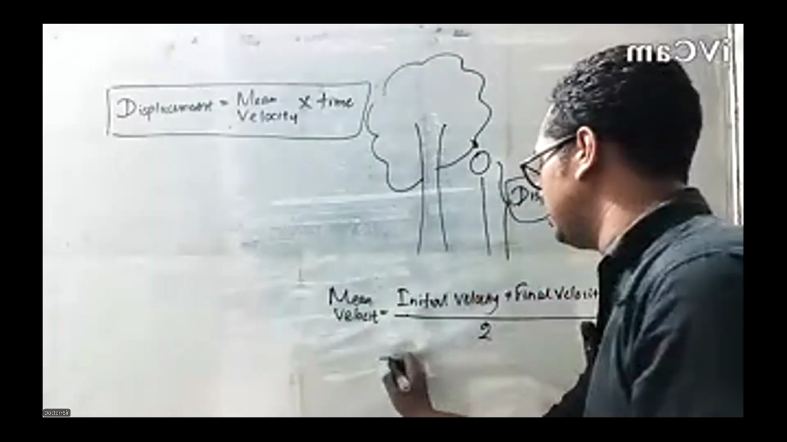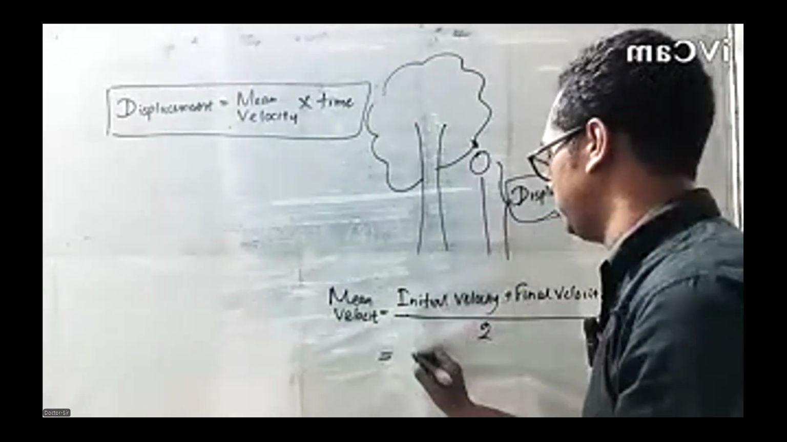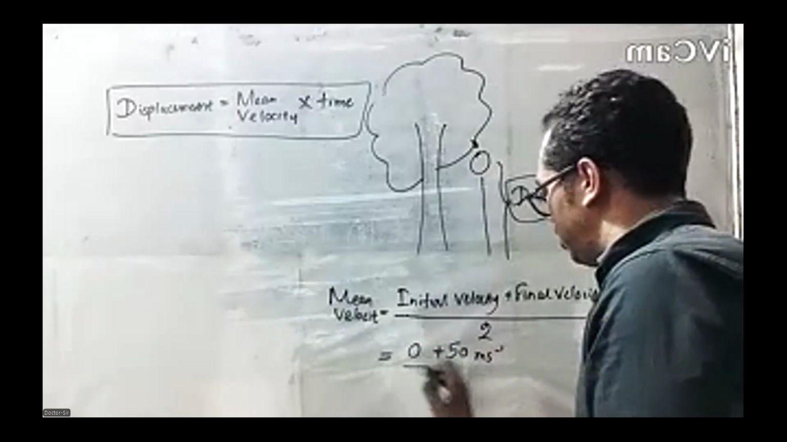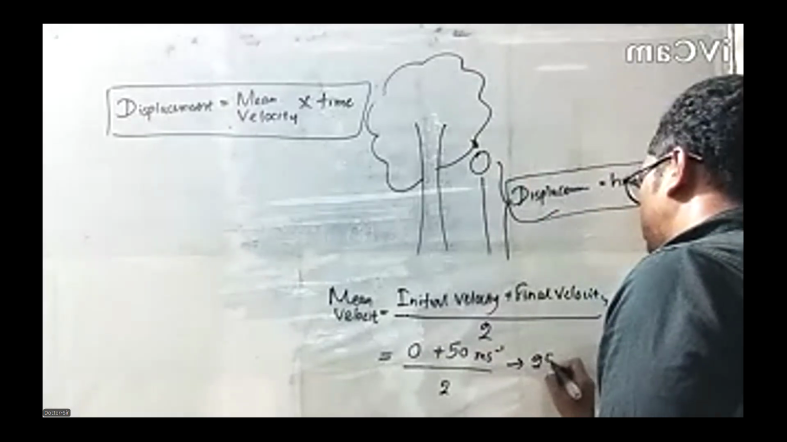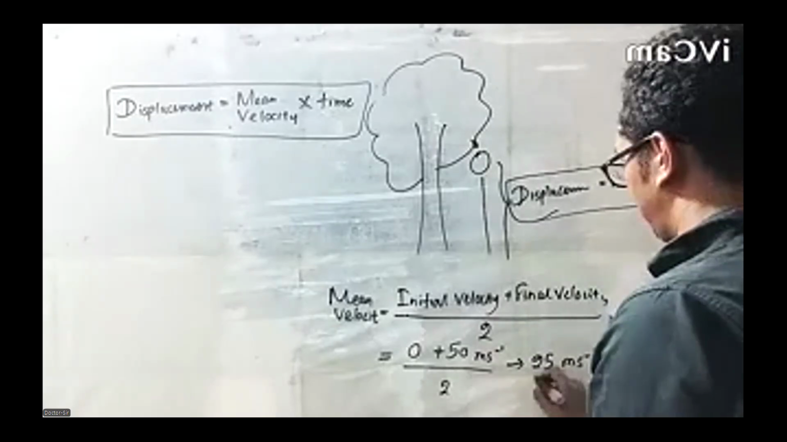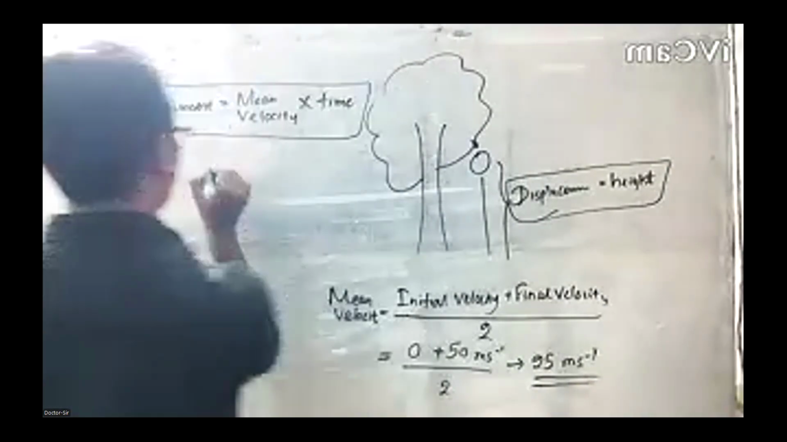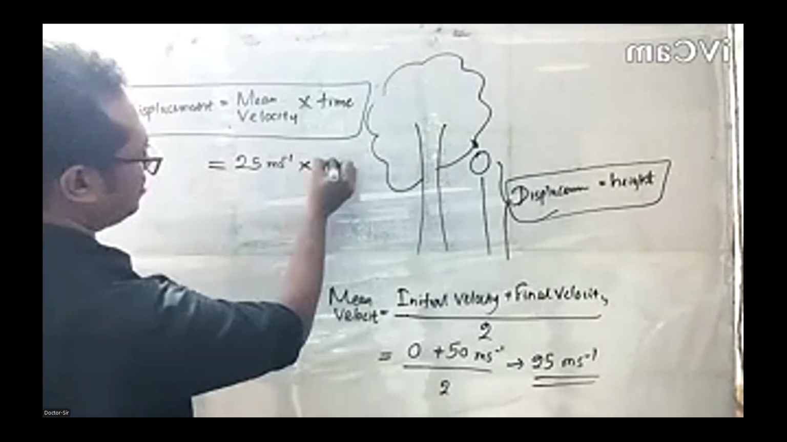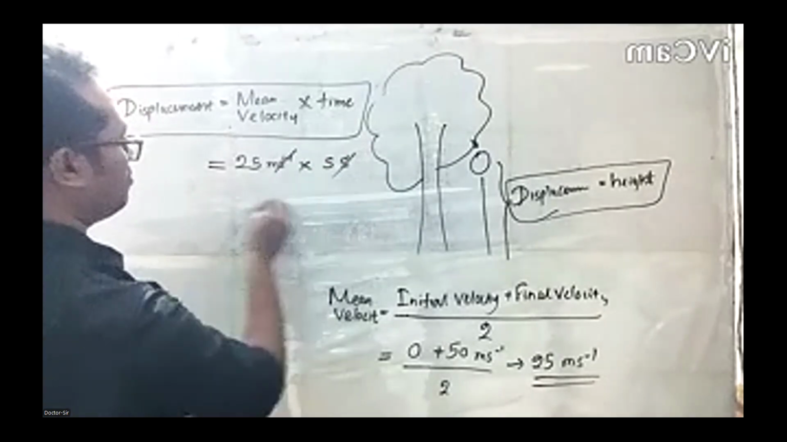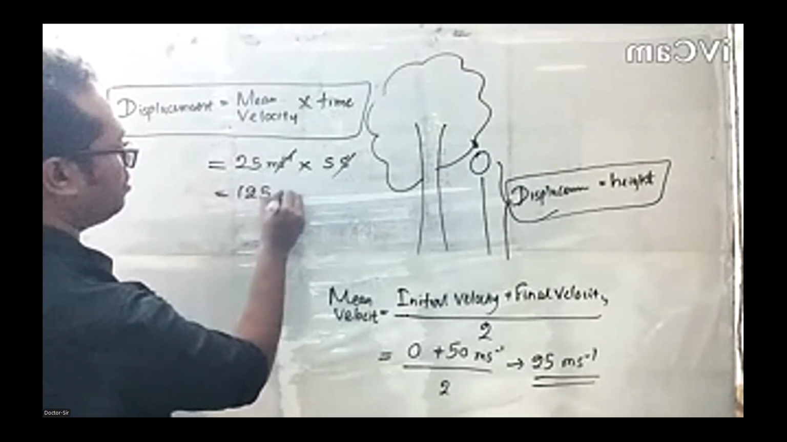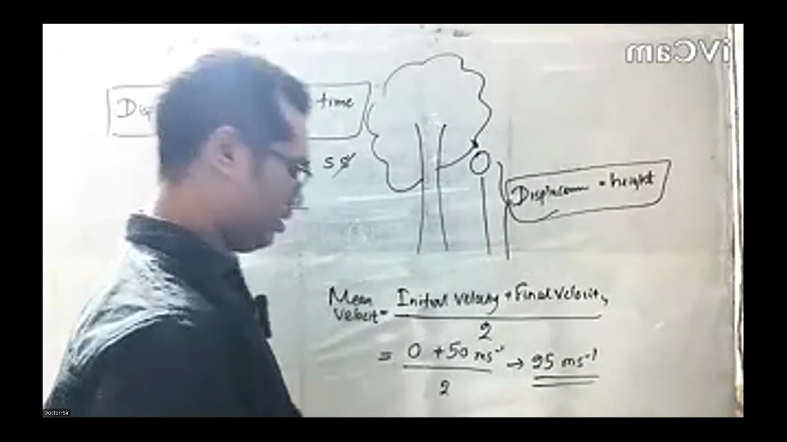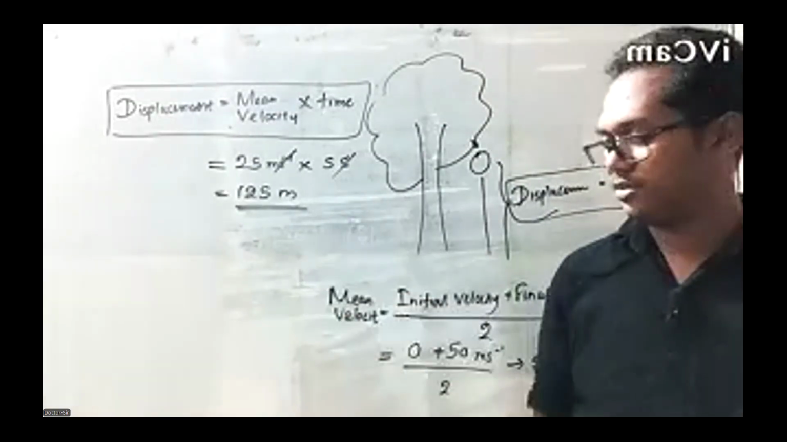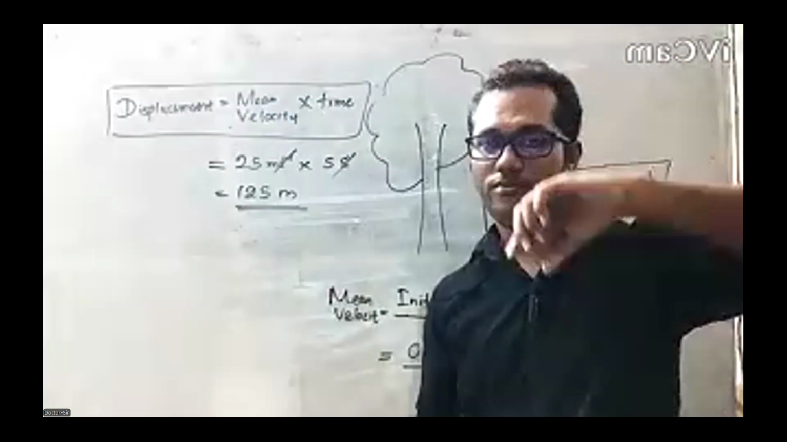So what is the initial velocity here? Initial is 0, final came as 50 m/s, then divided by 2, it becomes 25 m/s, right? That is the mean velocity. So I will apply it here. Mean velocity is 25 m/s, time taken is 5 seconds, so the seconds cancel. So 125 meters. Right, 125 meters for this height. So this fruit fell from 125 meters height.